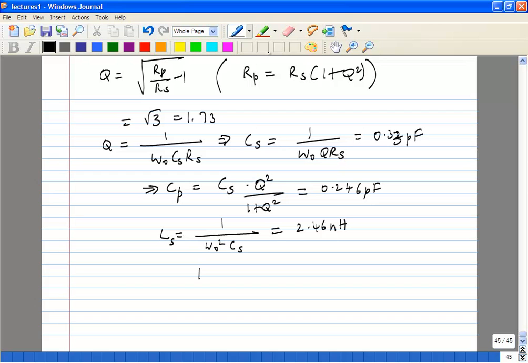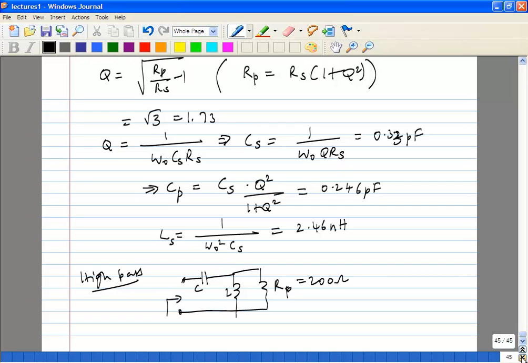Similarly, you can also do a high pass L match. What will the high pass look like? Something like this. You have C, you have L, and we'll call this RP. This is the high pass L match for the downward transformer. In this case this will be 200 ohms, and you can go through the same set of equations. It's very simple, there is nothing fancy to it.